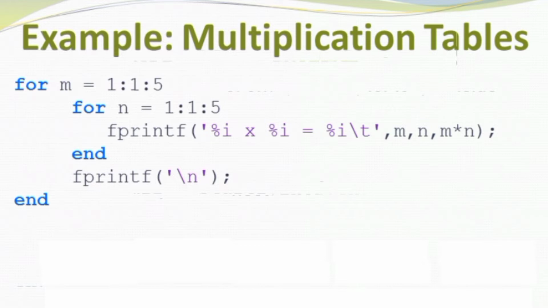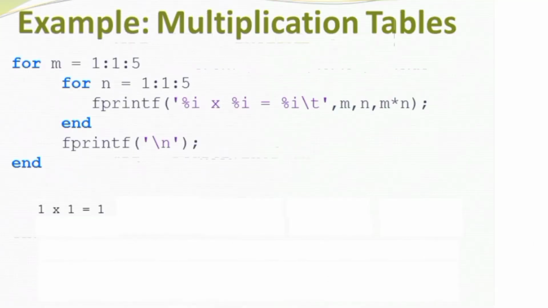So if we were actually to run this, and you could copy this code into Matlab and run it yourself to see how it works, the first thing that we would see, we would enter the outer for loop, the value of m would be 1. We enter the inner for loop, the value of n is 1, and then we execute that fprintf statement. So we get 1 times 1 is equal to 1. Now the inner for loop iterates, so n becomes 2, m is still 1, so now we have 1 times 2 is equal to 2.